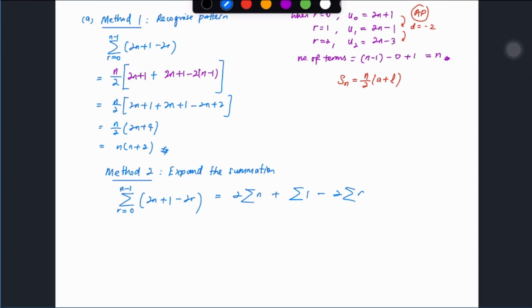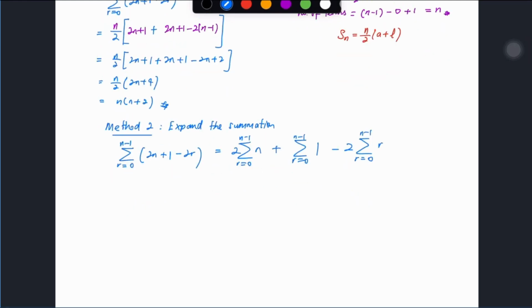Then you add one by one, you can do that. Or maybe this is easier, so maybe I'll just do this. The r is the one that's changing. So r from 0 to n minus 1 of 2n, plus r from 0 to n minus 1 of 1 minus 2 times r. Something like that.